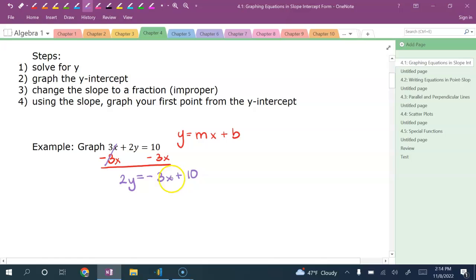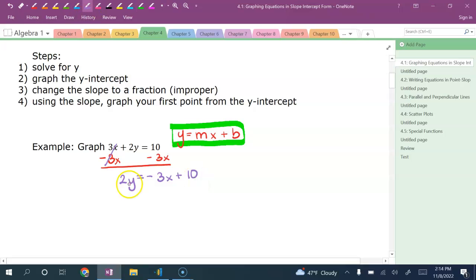Remember, you cannot combine the 3x and the 10 because 10 doesn't have an x, so you have to keep them separate. And I would start getting in the habit of putting the x term first because you want your equation to look like this form. And they always put the mx term before the b. So the number with the variable needs to go first. That's why I put the negative 3x first, and then plus 10.